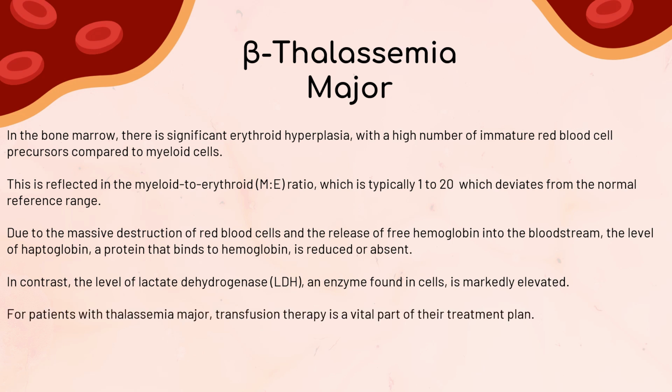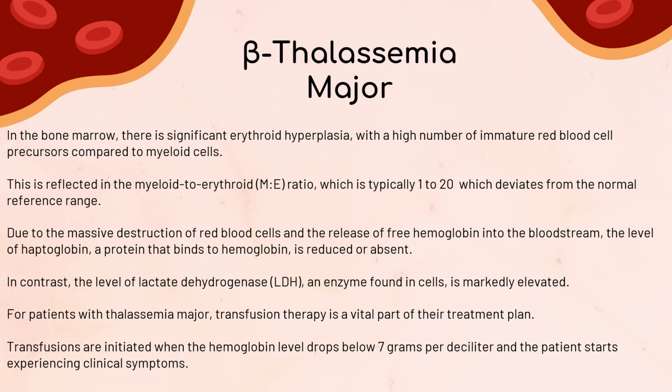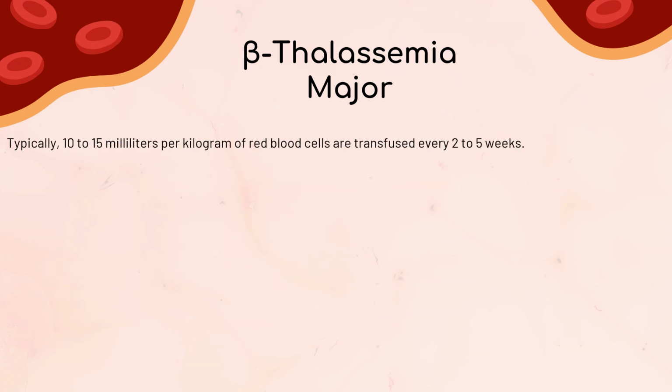For patients with thalassemia major, transfusion therapy is a vital part of their treatment plan. Transfusions are initiated when the hemoglobin level drops below 7 grams per deciliter and the patient starts experiencing clinical symptoms. Typically, 10 to 15 milliliters per kilogram of red blood cells are transfused every 2 to 5 weeks.